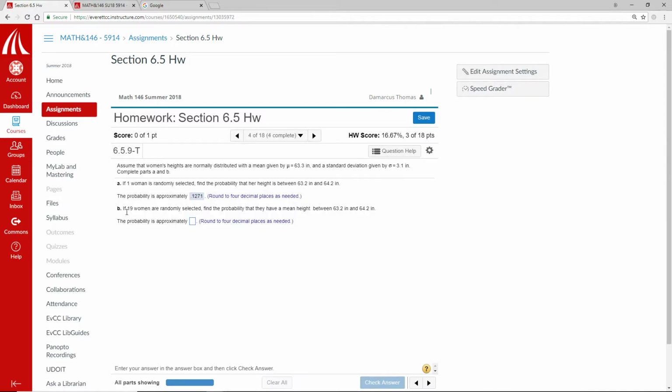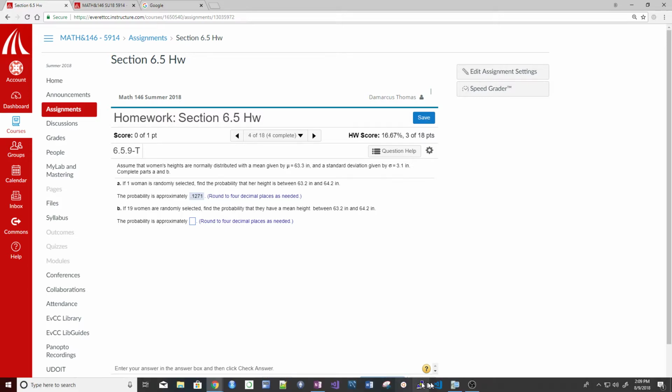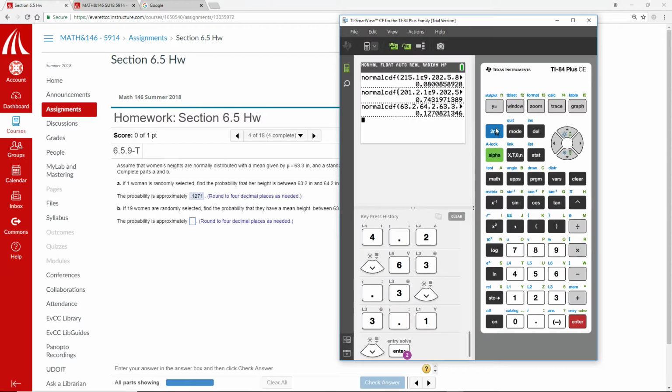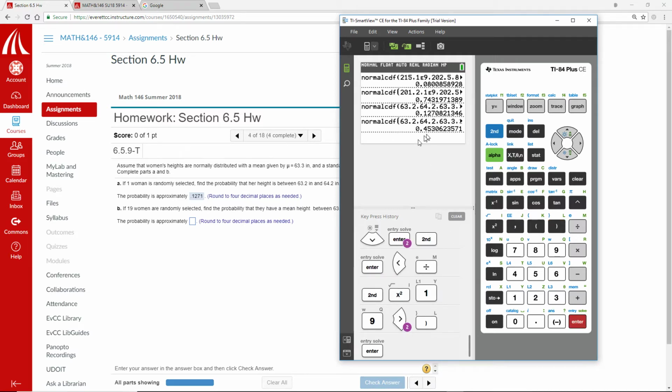Not bad. All right, so what if we had 19 women who were randomly selected and we had to find the probability that their mean weight of all 19 were between these two? So the values are the same. The lower bound and upper bound are still the same, but instead of just 1, we're talking about a group of 19. And so basically we can do second entry, and instead of 3.1 there, we can do 3.1 divided by the square root of 19, and then just close that off. So everything else still was the same. It's really nice. 0.4531.